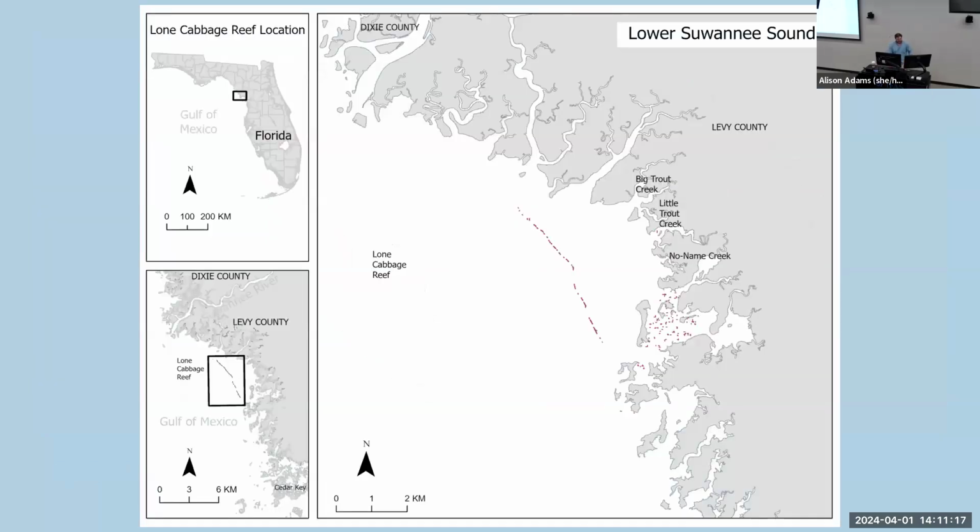And so here, if we just look at Lower Suwannee Sound to date, we have the Lone Cabbage Reef restored reef here, as well as these wild reefs kind of interlaced in the coastline. And so for the purpose of my dissertation, I focused on these areas for consideration for future restoration actions, kind of looking at alternative ways to historical extent.